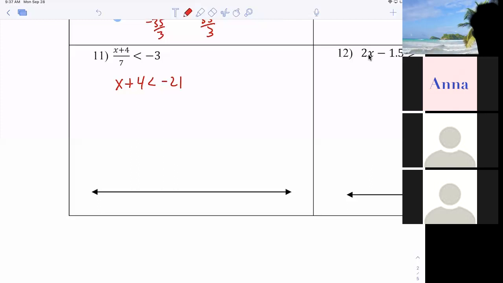All right, now, finishing the step here. What am I doing? Subtracting 4. So everybody should be able to say that's just x is less than what? Negative 25. And if you're not comfortable doing negative 21 minus 4, take out your calculator.